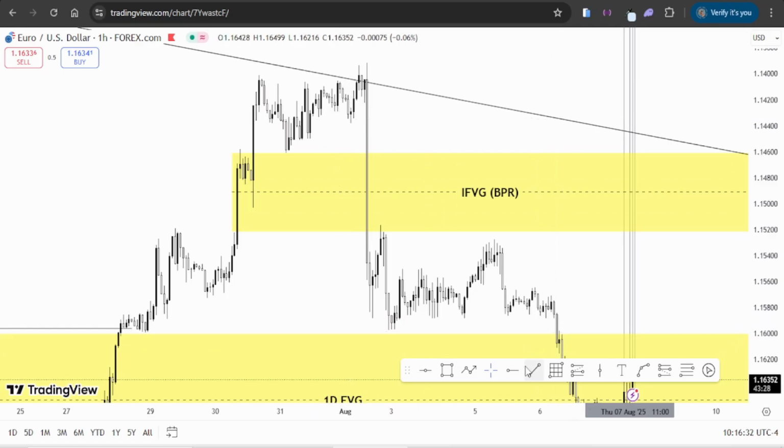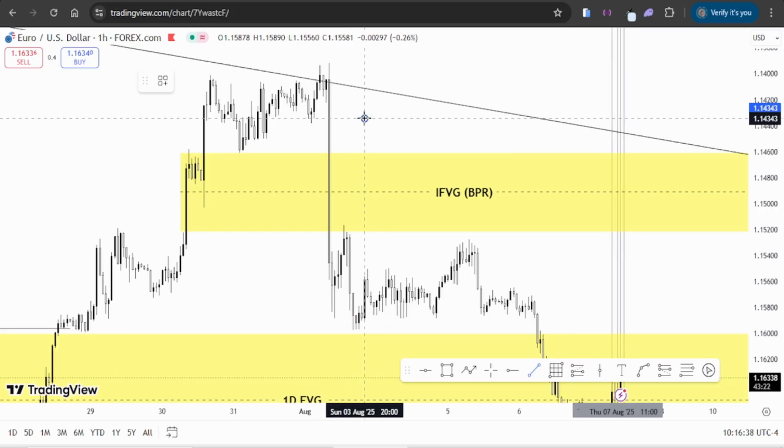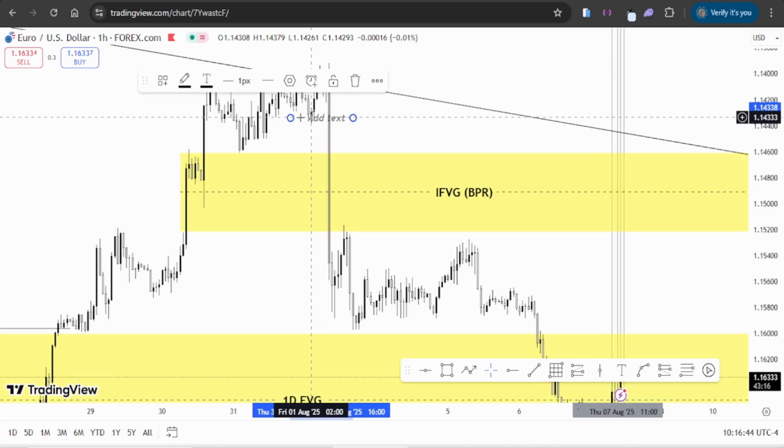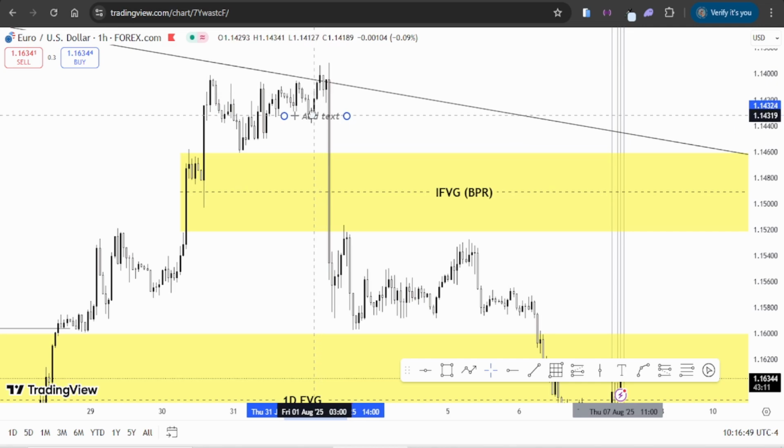So if I was in a bearish position, I would have taken this high as a valid high to look for a short position, right? So the reverse is the case in an uptrend.